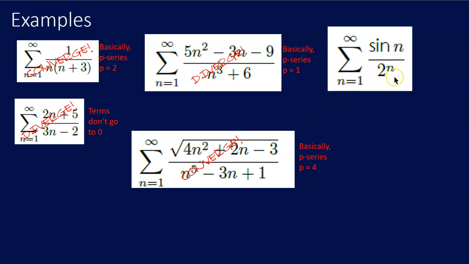Looking at something like this, we're not even talking about p-series here. The terms clearly go to 0 because I've got this big old honking exponential on the bottom. Sine of n is just a wuss. It flops between -1 and 1. The 2 to the n will blow it away. This is basically geometric with r equal to 1/2, and yeah, it's going to converge.